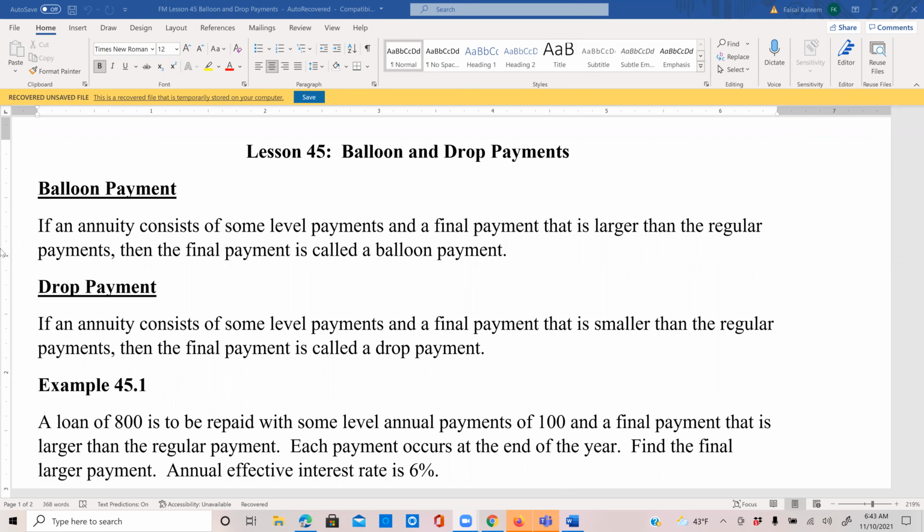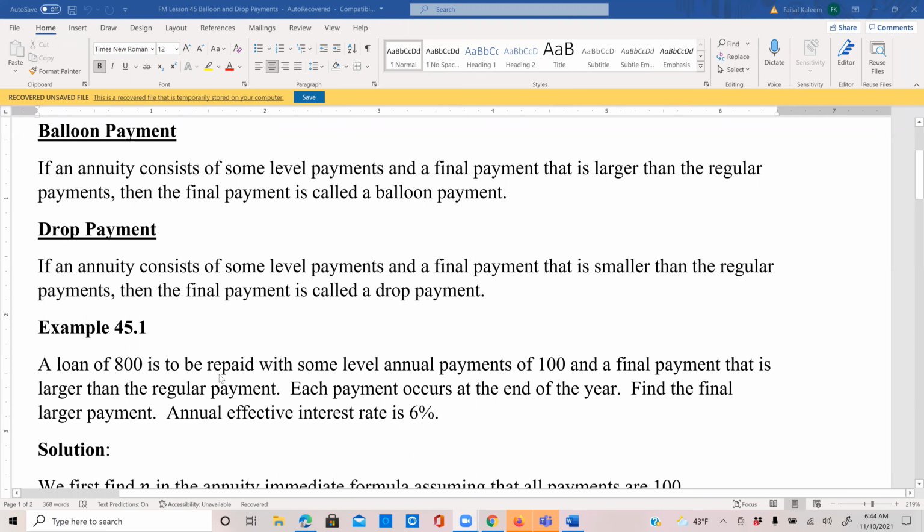Balloon payment. If an annuity consists of some level payments and a final payment that is larger than the regular level payments, then the final payment is called a balloon payment. And if the final payment is smaller than the other regular payments, and the other regular payments are level payments, then the final small payment is called a drop payment. So let's understand them by examples.